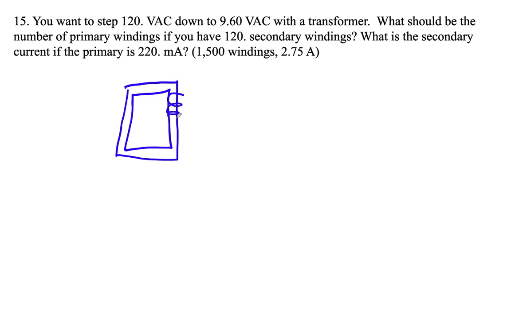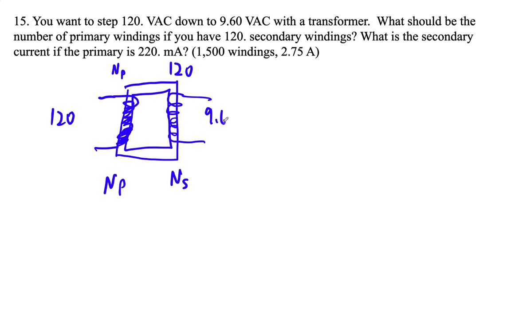It's got 120, right? It's going to have a crap ton of primary, won't it? There. Okay, so N primary, N secondary, right? So this is 120. And here we don't know what the primary is. We do know that this is 120 volts and this is 9.60 volts. So what they're asking for is what is this primary number here?